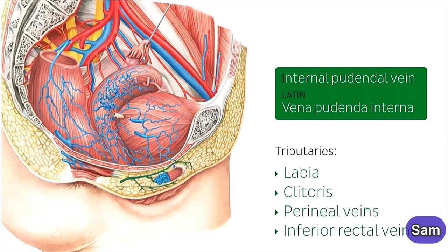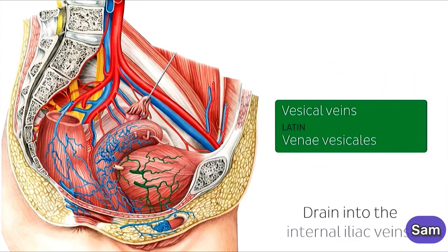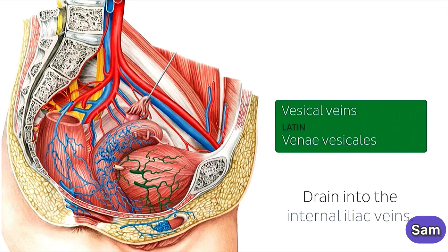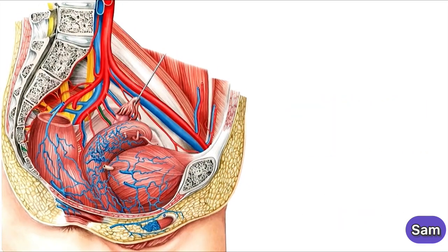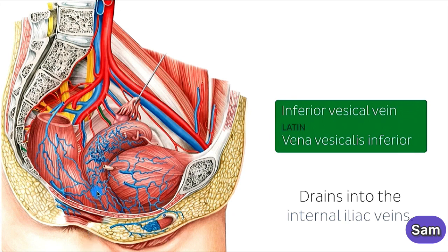The vesical veins drain blood from the urinary bladder into the internal iliac veins. The veins form the vesical venous plexus. Here we can see the vesical veins draining the urinary bladder. Now let's look at the inferior vesical veins. The inferior vesical veins drain into the internal iliac veins. We can see the left vesical vein highlighted in green here.